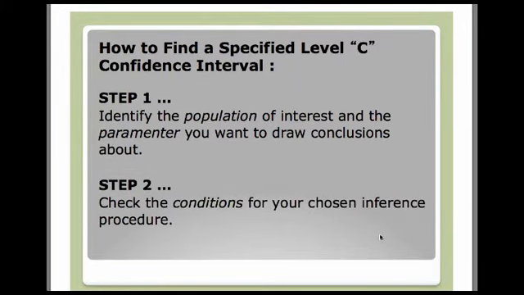Well, the first thing you're going to have to do is identify your population of interest and the parameter that you want to draw conclusions about. And I can't spell, obviously. When we're talking about the parameter, it's probably going to be mu. Maybe it could be a proportion p. I think more of what you're going to see right now are means. You're going to have to check the conditions for your procedure. They're the three things we talked about before: the simple random sample, the normality condition, and the independence requirement. That's what we're referring to there.